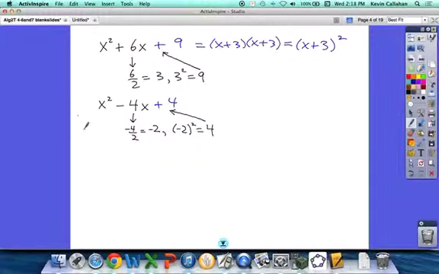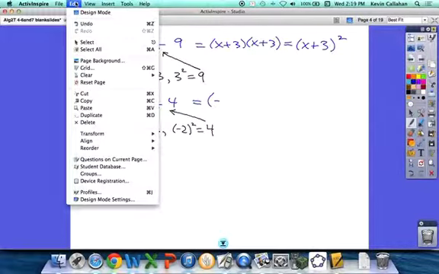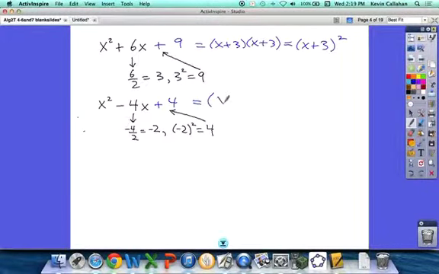So notice that you're never going to have a negative number as that constant. It's always going to be a positive number. Even if the middle number is negative, when you square it, it better be positive. Right? So what perfect square trinomial did we just create? Or how would you factor x squared minus 4x plus 4? That would be the factors of 4 that add up to negative 4, negative 2, so, oops. Squared.